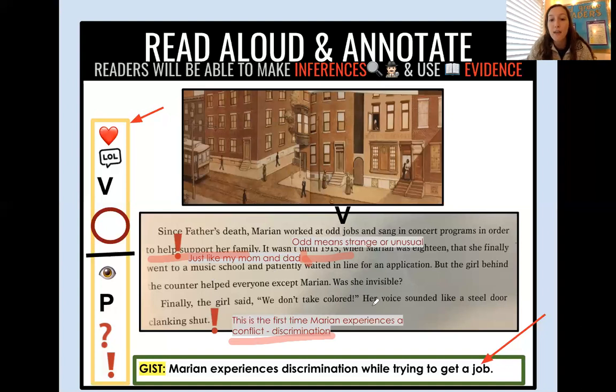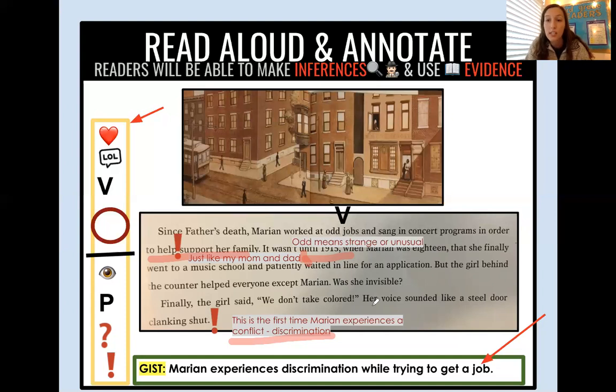It's the first time that she experiences a conflict. It's the first time that she experiences a problem, which we already know is discrimination, or the unfair treatment toward other people based on their differences. It's not fair, the treatment that Marion is getting just because of the color of her skin. It's not fair that she's not being allowed to apply to music school just because she's Black. And we already know that she's a wonderful singer, and that's what it should be about.